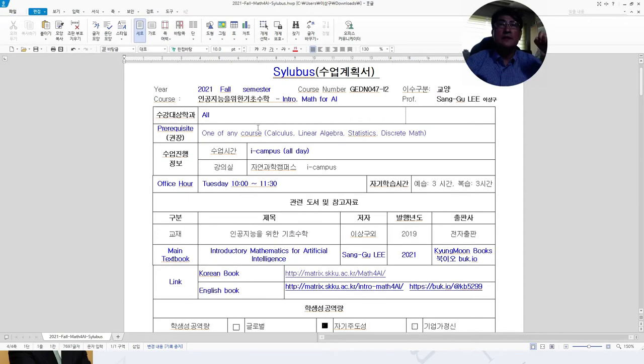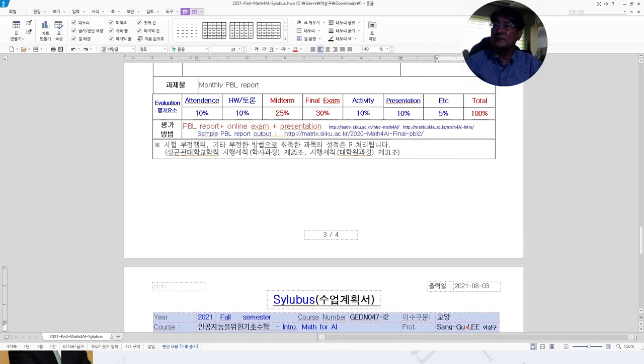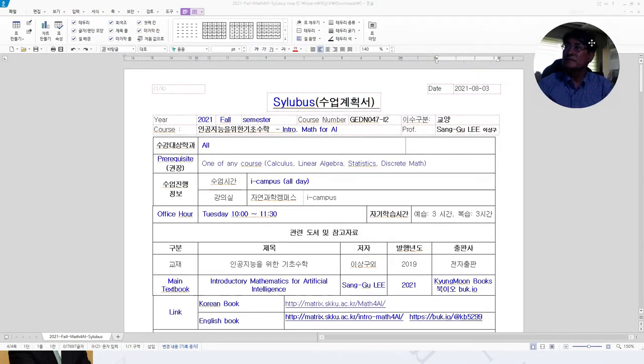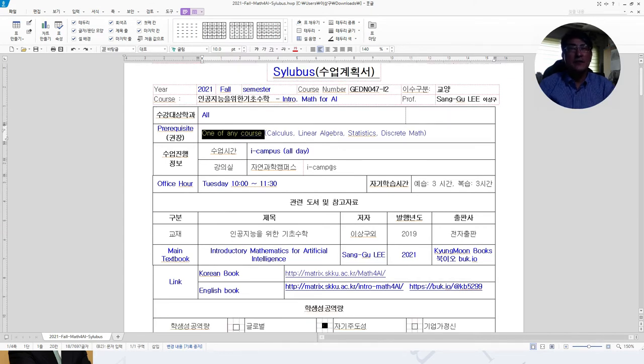In this semester, this is the course Introductory Mathematics for AI, taught by myself for general students, and anyone at Sungkyunkwan University can take this course. There is a prerequisite: one of the following courses is recommended: calculus or linear algebra, statistics, or discrete math. If you take one of these courses before this math for AI, then you will be just fine.